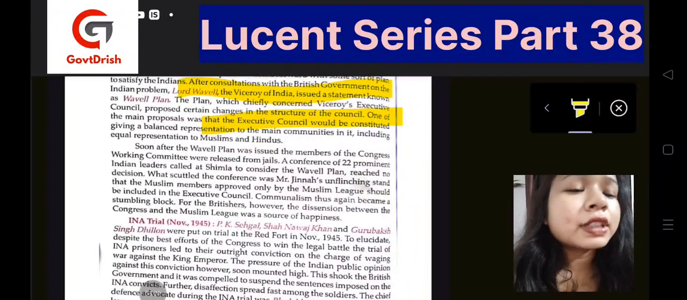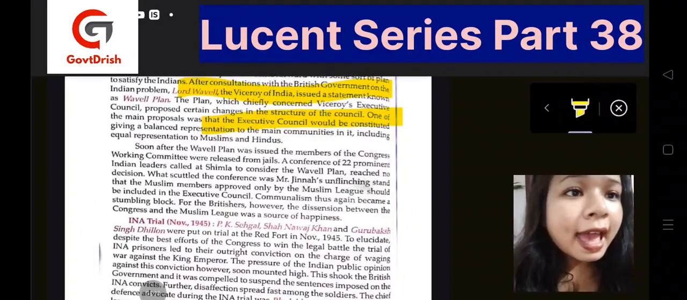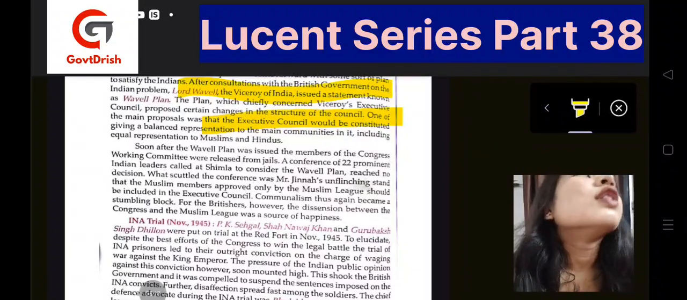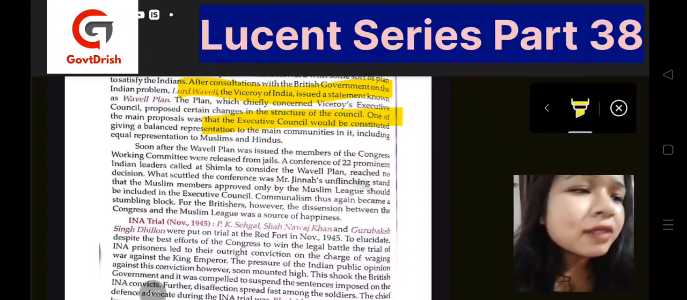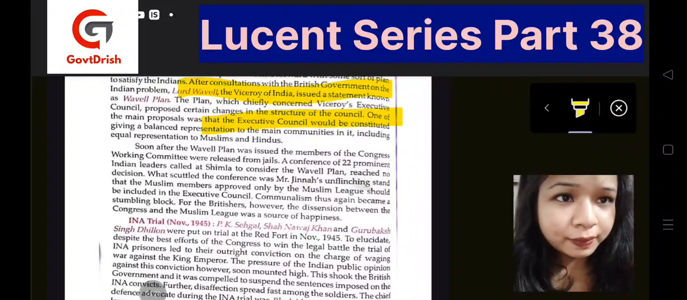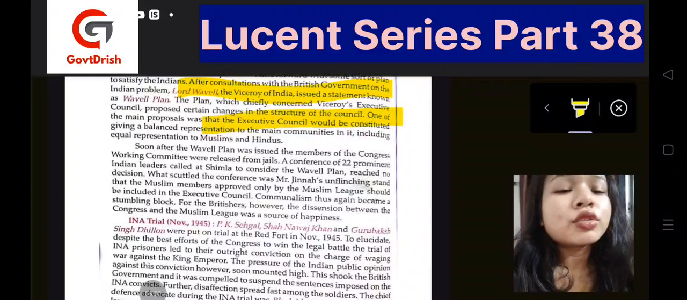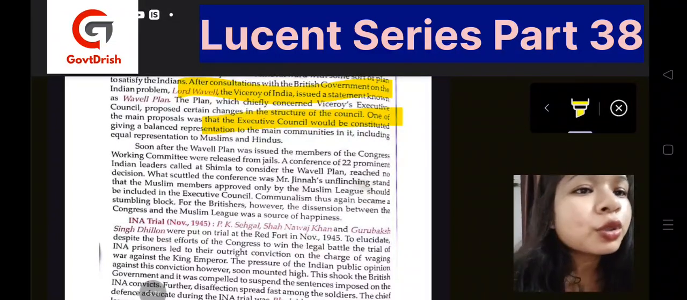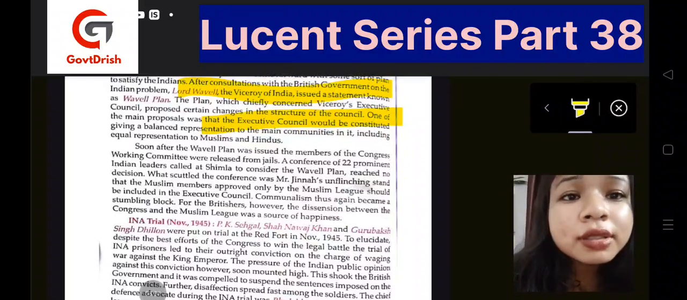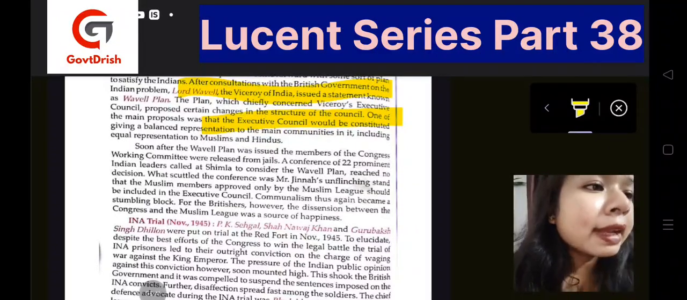And after this Wavell Plan, all the Congress members who were arrested were released, and 22 prominent leaders met in Shimla for this Wavell Plan. But still, there was no mutual decision. Jinnah wanted a separate electorate, he wanted the two nation theory to be accepted, and he wanted the Muslim League to be included in the executive council. There was communalism. So there was no decision in the end.